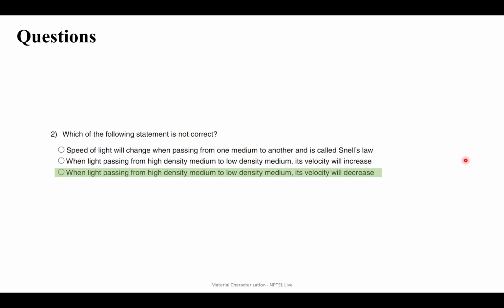The answer to this is: when light passes from a high density medium to low density medium, its velocity will decrease. The velocity of light is inversely proportional to the density of the medium, and that is why the velocity of light is highest in vacuum.